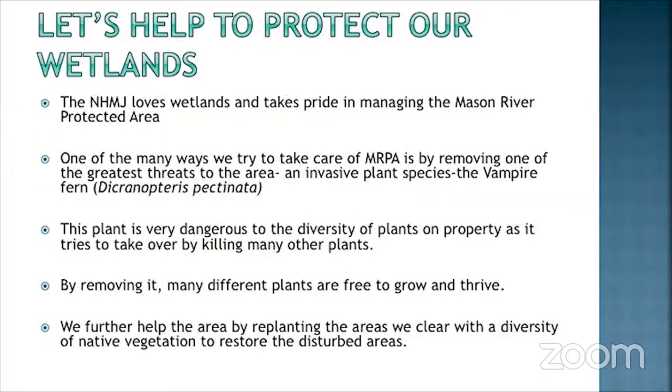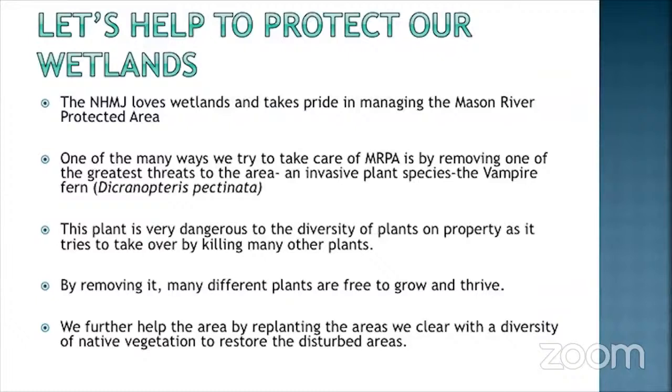The Natural History Museum of Jamaica loves wetlands and takes pride in managing the Mason River Protected Area. One of the many ways we try to take care of the Mason River Protected Area is by removing one of the greatest threats to the area, the invasive vampire fern. This plant is very dangerous to the diversity of plants on the property as it tries to take over by killing many other plants. By removing it, many different plants are free to grow and thrive.